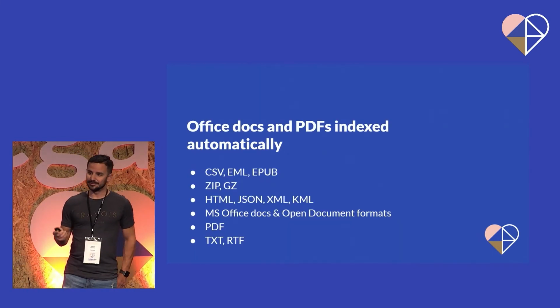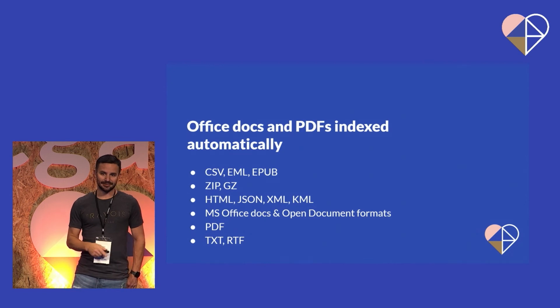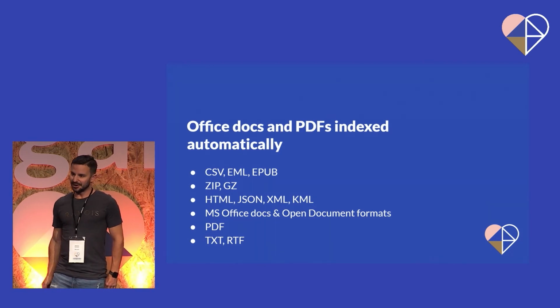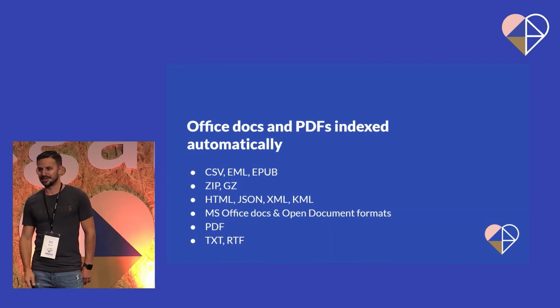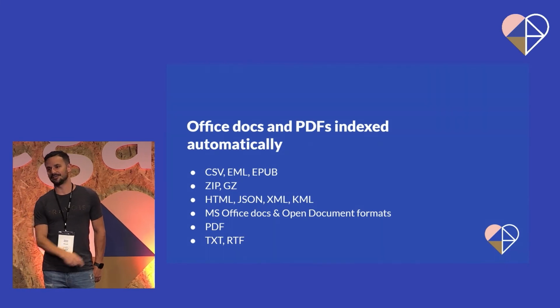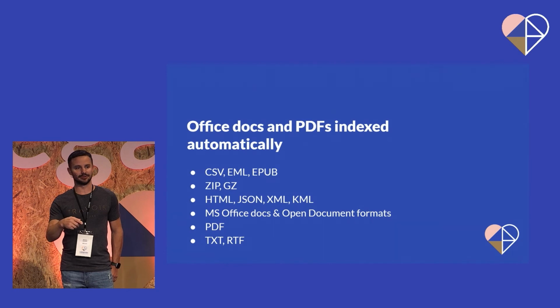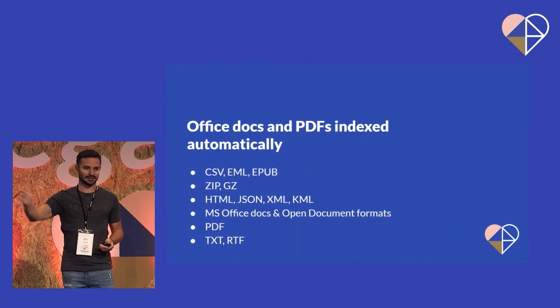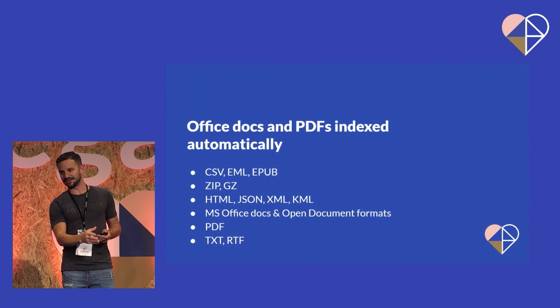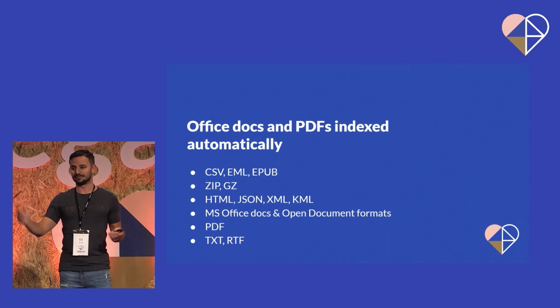For example, out of the box, if you install ExamineX, automatically all of your Office docs, PDFs, and a ton of other files will automatically get indexed. So if your editors upload any media or upload files to your content section, if they're any of these document types, it will literally extract all the text from them, and then it will chuck it into your index, and then you can search on it just like you normally would.